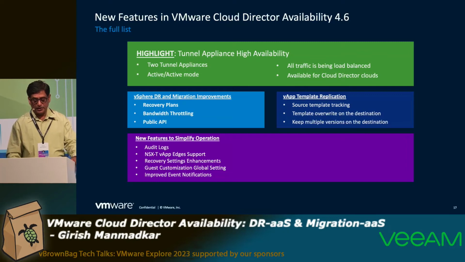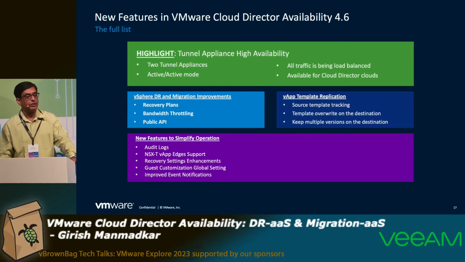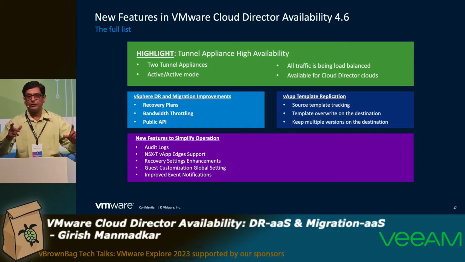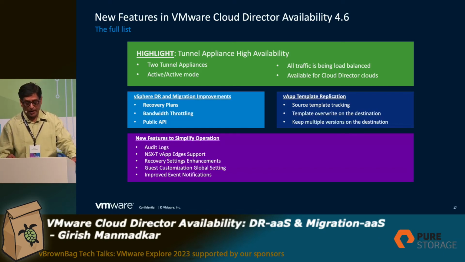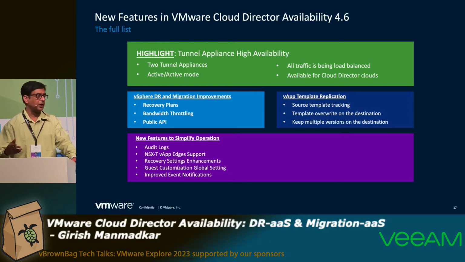And again, highlights: tunnel appliances, where high availability was a key thing. That's where we do all the replication and control the overall bandwidth. As for the mode, we used to have active-passive, and now you can have active mode, so all the traffic going through this tunnel is well balanced. And if you have anyone running Cloud Director in clouds or Cloud Director service, it's available as well.